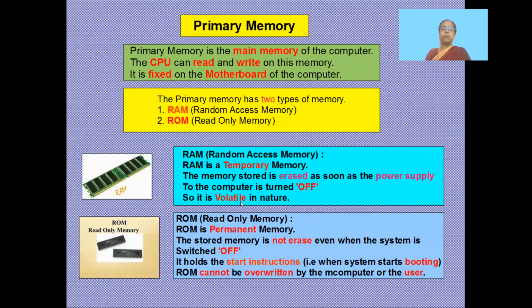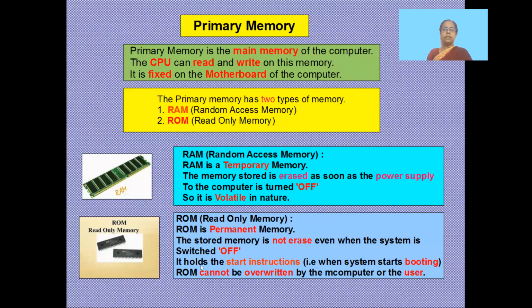It is a temporary memory and it can be erased. Volatile means it can be erased. The next memory is ROM, that is read-only memory. Read-only memory is a permanent memory. Any memory that is stored in the computer, like all your booting, the startup system of your computer, these all are permanent memory. When you feed in the program, it gets into this read-only memory. The stored memory is not erased even when the system is switched off.